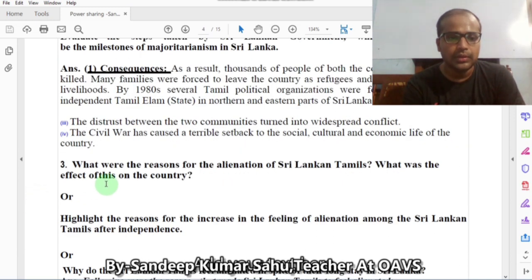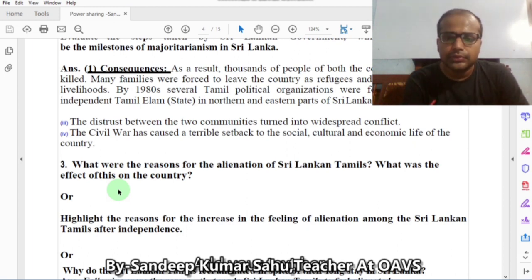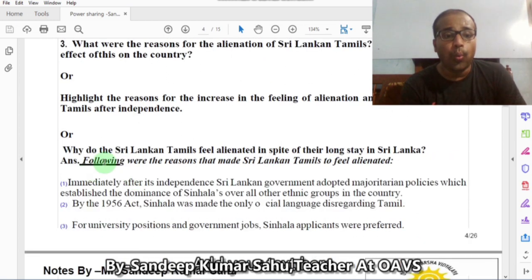Question number 3. What were the reasons for the alienation of Sri Lankan Tamils, and what was the effect of this on the country? Or highlight the reasons for the increase in the feeling of alienation among the Sri Lankan Tamils after independence. Why do the Sri Lankan Tamils feel alienation in spite of their long stay in Sri Lanka? So these are the questions.